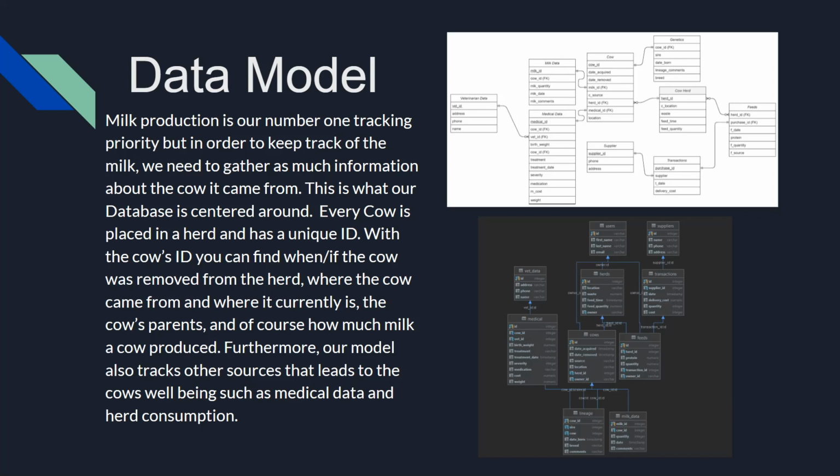Here is a preview of our data model. Milk production is our number one tracking priority, but in order to keep track of the milk, we need to gather as much information as possible about the cow it came from. This is what our database is centered around. Every cow is placed in a herd and has a unique ID. With the cow's ID, you can find when or if the cow was removed from the herd, where the cow came from and where it currently is, plus the cow's parents, and of course, how much milk a cow produced. Furthermore, our model also tracks other sources that lead to cows' well-being, such as medical data and herd consumption.